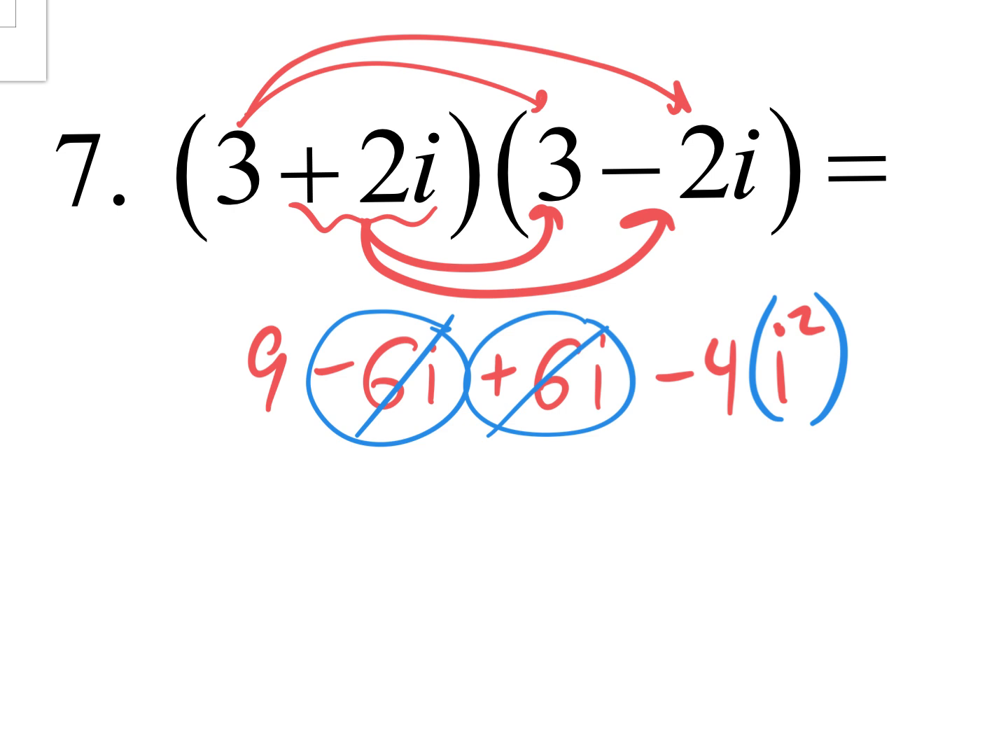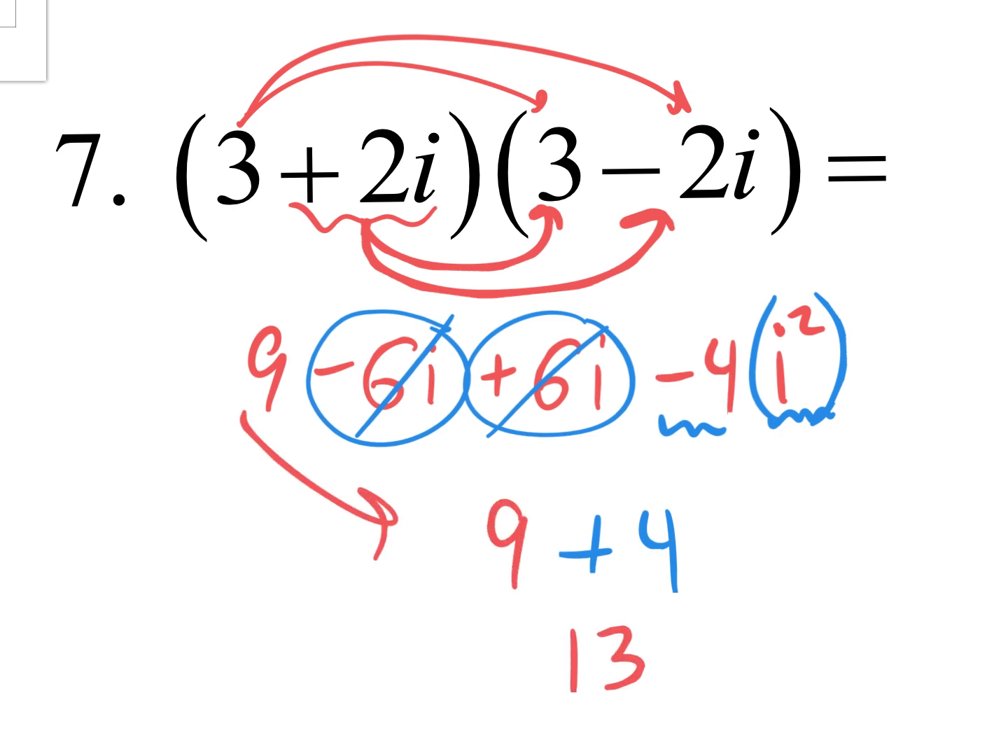i squared is -1. Yay? Okay, so I really have -4 times -1. That's a positive 4. What about the 9? Bring it down. 9 plus 4 is 13. So this nasty looking problem that had a complex number times a complex number ended up being a beautiful answer, 13. And just to let you know, this always happens.